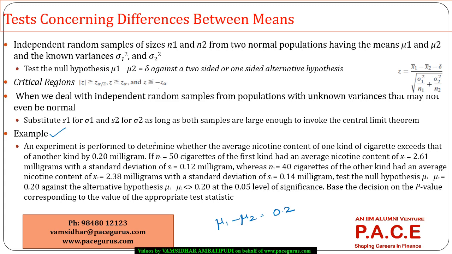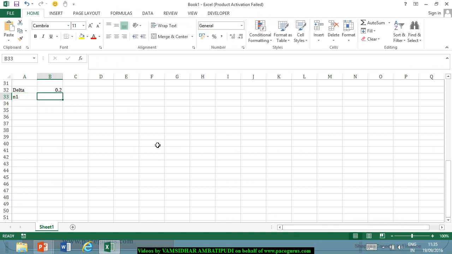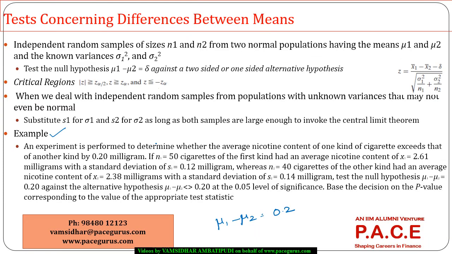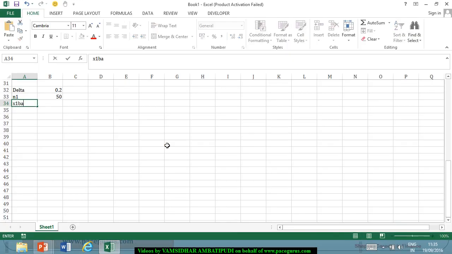If n equal to 50 cigarettes of the first kind, so n1 is 50, have an average nicotine content of x1 bar is 2.61.